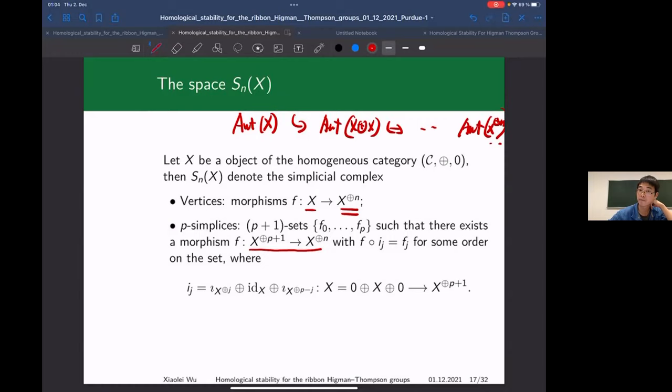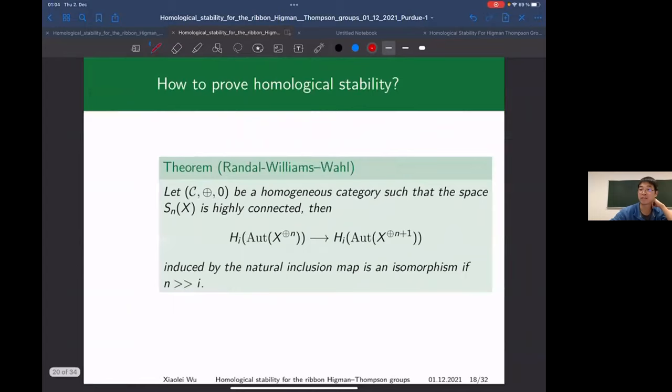Of course, this space is usually very complicated and depends on whether you are lucky and can show homological stability. Their theorem says that if you have this homogeneous category and this space is highly connected, which basically means the connectivity of this space goes to infinity as n increases, then you get homology stability, meaning this homology map is an isomorphism when n is much bigger than the degree. I didn't say the precise statement, but that's not important to us, and you can find it in the paper.